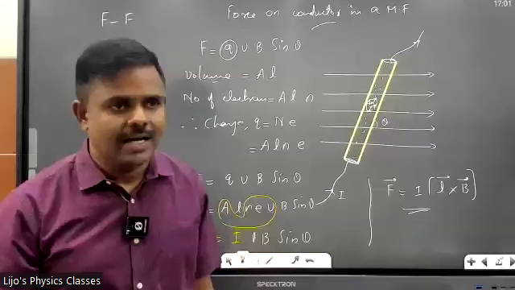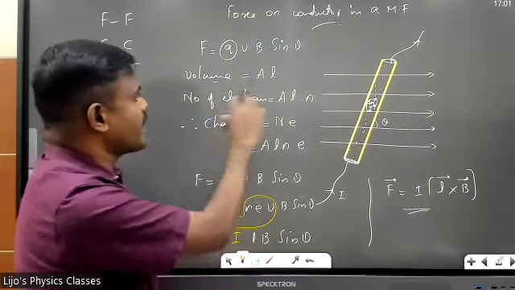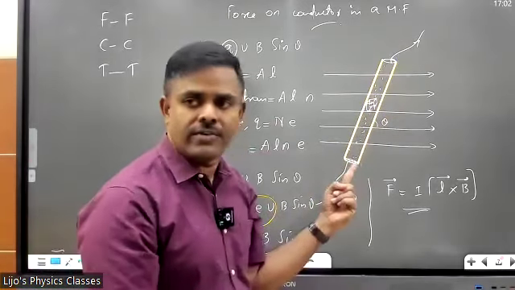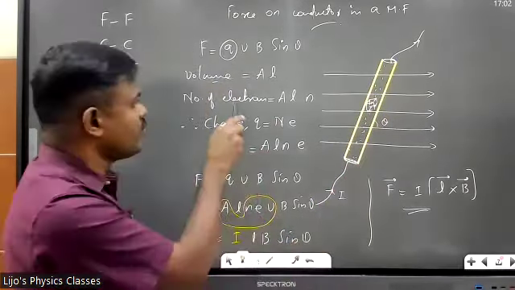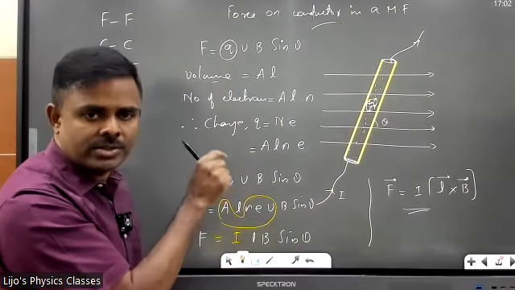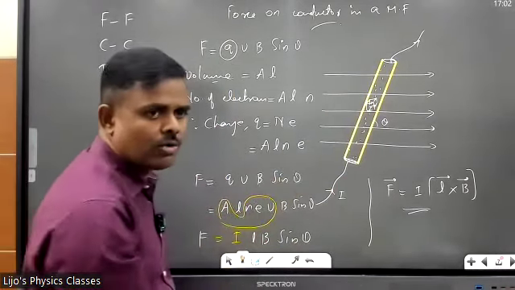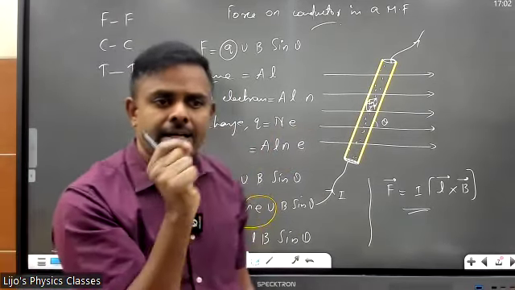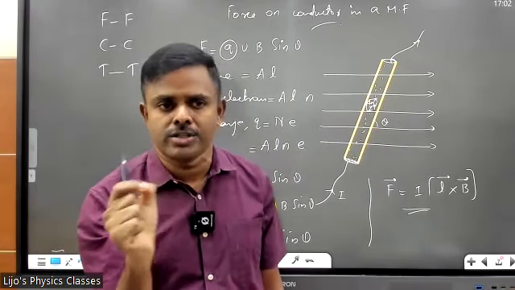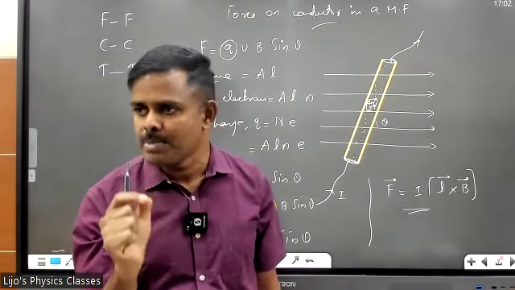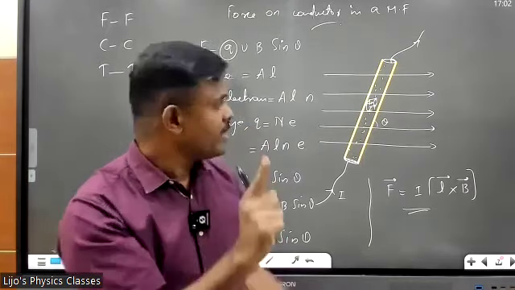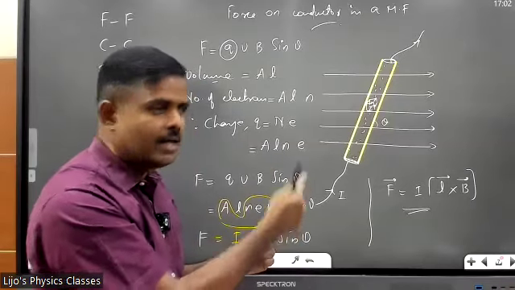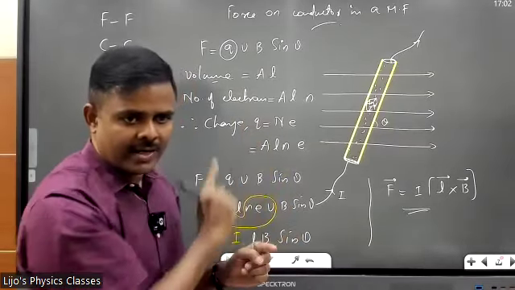All right, charge. How to find the charge? Volume of the conductor is A into L, area into length. If I know the volume, I can find the number of electrons inside. How do I find it? Volume into number density. Number density means number of electrons per unit volume. In one volume, there are n electrons. Two volumes, 2n. AL volume, ALn. I got the number of electrons, right?